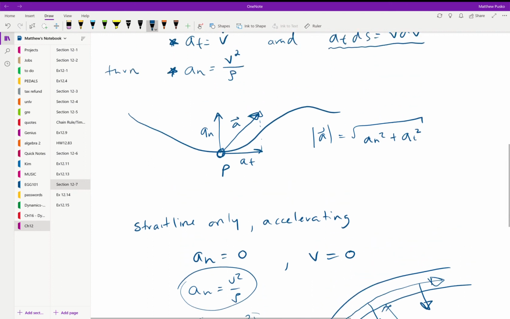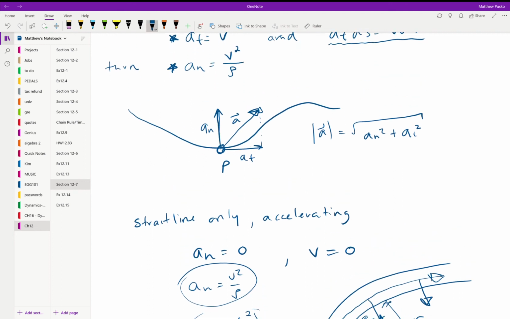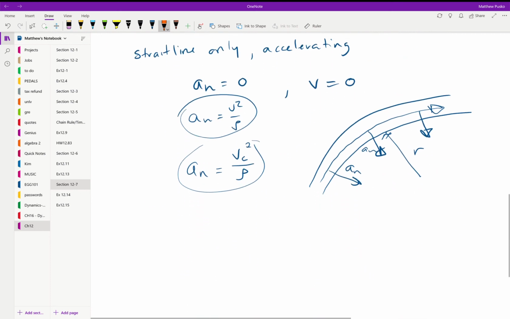So let's look right here. In this case, on the turn, we had a normal component and a tangential component because it's speeding up. But let's say the path straightens out. When the particle's over here at some maybe p prime, then it only has a tangential direction of acceleration. There is no normal direction. Even though it has a v, there's no v squared over rho.